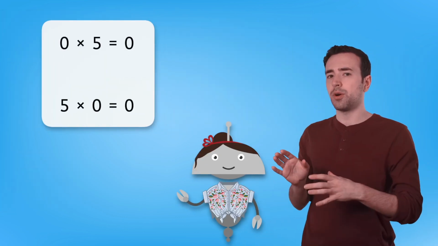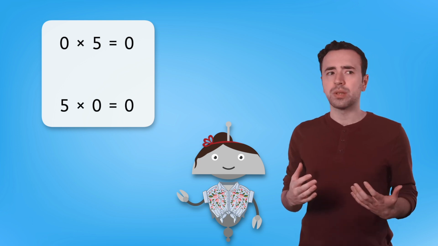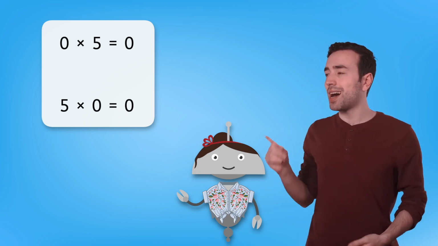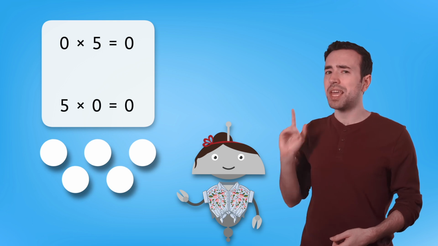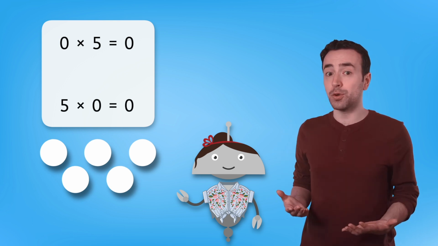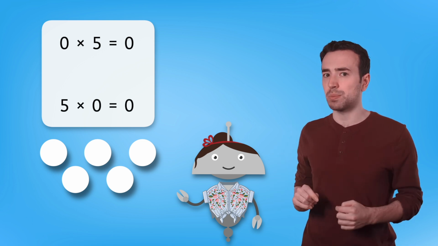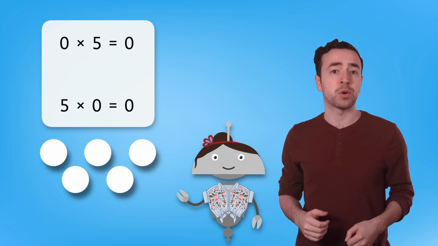So 0 times 5 is the same as having 0 groups of 5. And if I have 0 groups, well then I have nothing. So the answer is 0. And 5 times 0 means I have 5 groups, but why is the answer still 0? I may have 5 groups, but there's 0 or nothing in those groups. Any number multiplied by 0 will always equal 0.